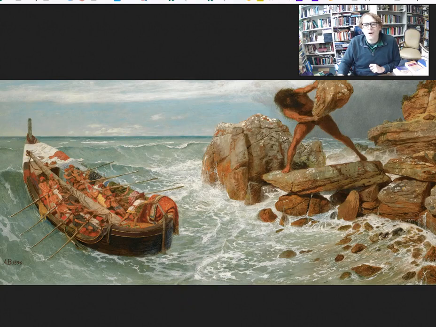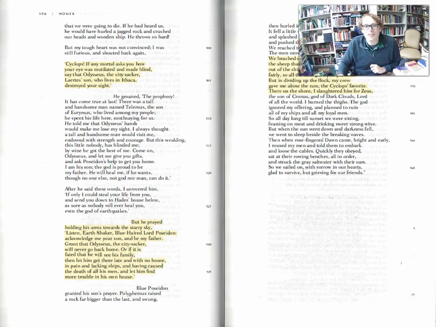All right, so once he has his name, Polyphemus curses him, curses for his father. He said, "Listen, Earthshaker, blue-haired Lord Poseidon, acknowledge me your son and be my father. Grant that Odysseus, the city sacker, will never go back home. Or if it is fated, that's Moira, if it's fated that he will see his family, which it is, then let him get there late and with no honor, in pain and lacking ships, and having caused the death of all his men, and let him find more trouble in his own house." And remember the suitors I talked about at the beginning, that's exactly what he'll find. This curse is going to come true for Odysseus.